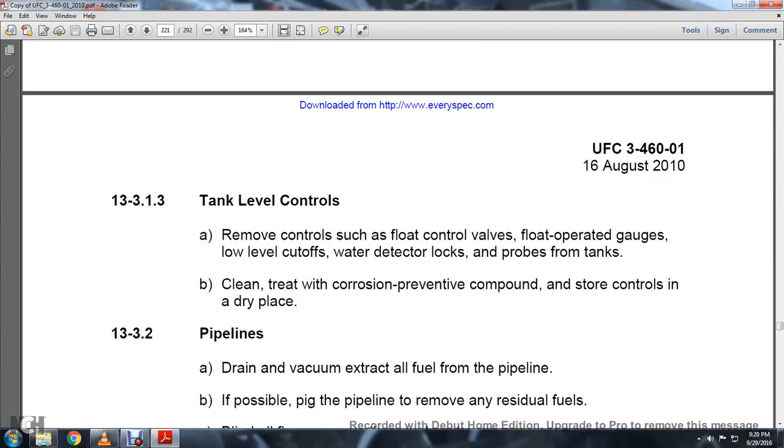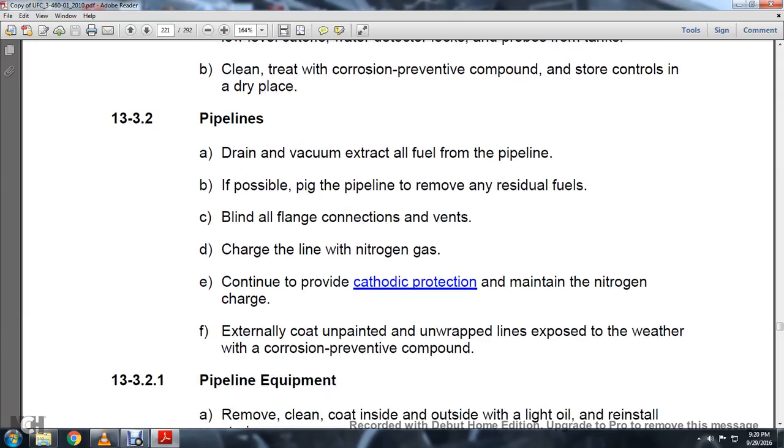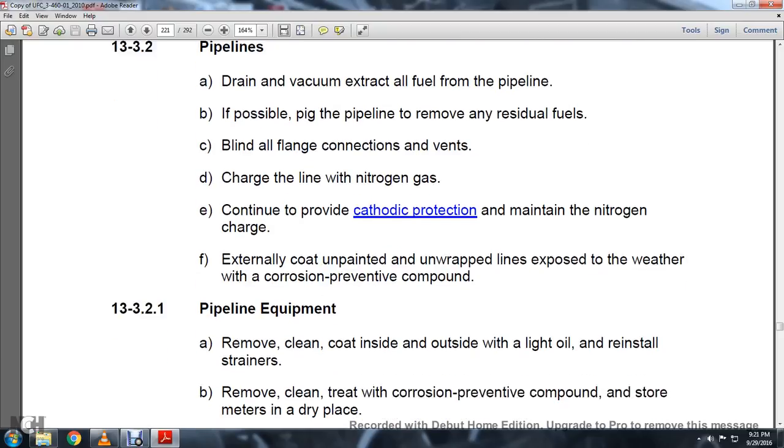13.3.1.3 Tank level controls. Remove remote controls such as flow controls, level and flow operated gauges, low level cutoffs, and water detector probes from the tank, clean them, treat them with a corrosion preventive compound, and store them in a dry place. Pipelines: drain or vacuum extract all the fuel from the pipeline if possible. Pig the pipeline to remove any residual fuel, and blind the flange connections and vents. Charge the line with nitrogen gas. Continue to provide cathodic protection and maintain the nitrogen charge. Coat externally unpainted, unwrapped lines exposed to the weather with a corrosion preventive compound.